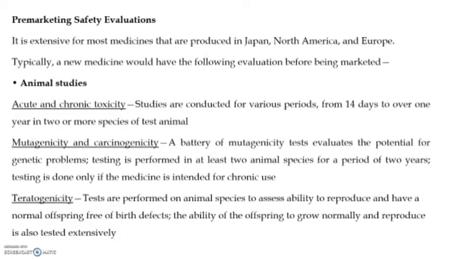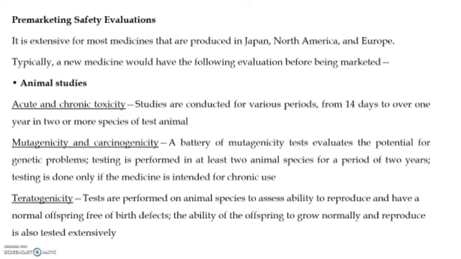So what are the evaluations which we can do at the pre-marketing safety studies? One, it is animal studies. In animal studies, we will be evaluating acute and chronic toxicity, and this is conducted for weeks or 14 days or for more than a year in either one or two animal species. And we will also be conducting mutagenicity and carcinogenicity tests. And it is a battery of tests which evaluates the potential for genetic problems.